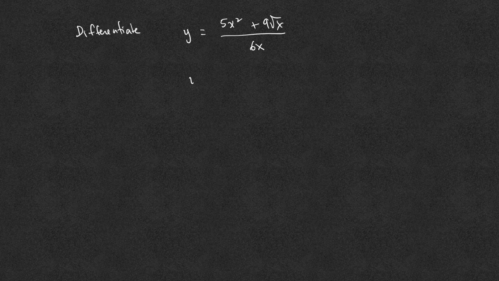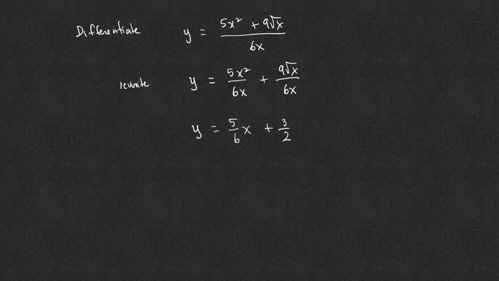6x is the common denominator, so we would rewrite y equals 5x squared over 6x plus 9 root x over 6x. This is not the derivative, but only the rewritten form of the original expression. Again, since 6x is the common denominator, y equals 5 over 6x being the first term. 9 over 6 is 3 over 2 because we divided by 3 top and bottom.